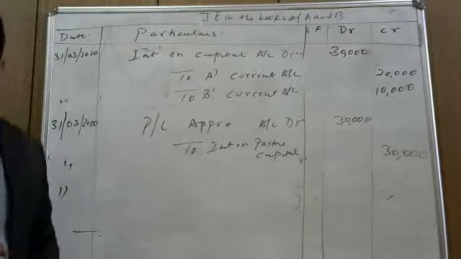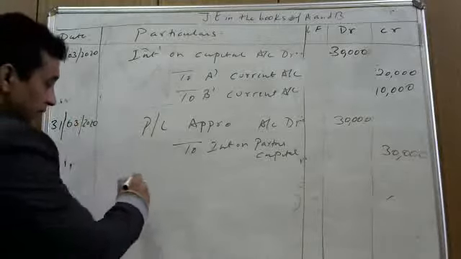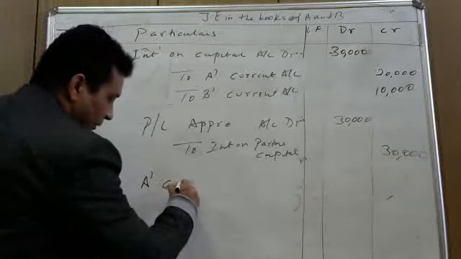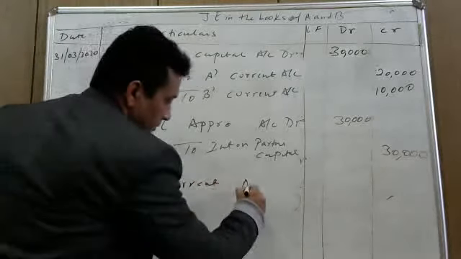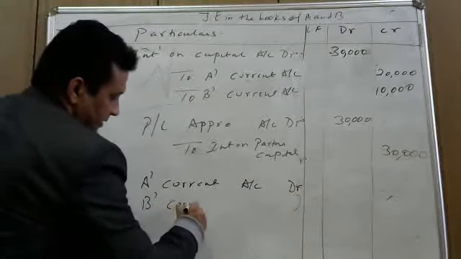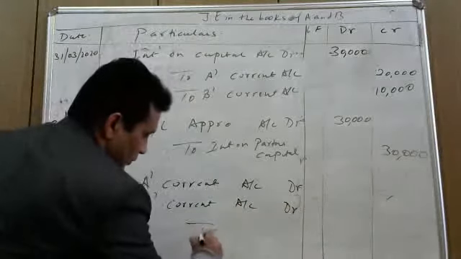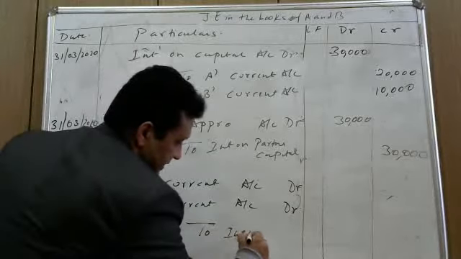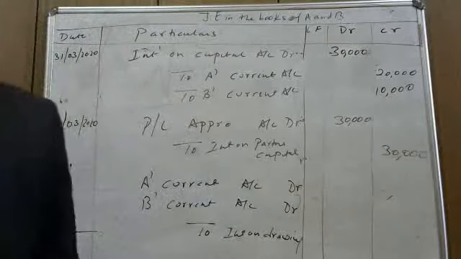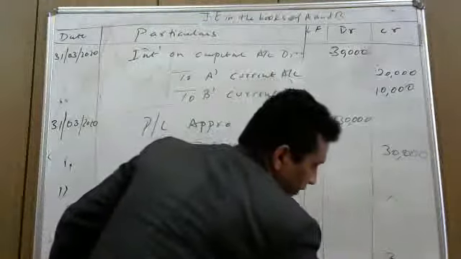The next thing is it will be the same. Interest on drawing. A and B are getting charged interest on their drawing. So how will we pass the entry? Entry regarding interest on drawing. It should be deducted from partner's capital. We write over here A's current account debit, B's current account debit to interest on drawing.